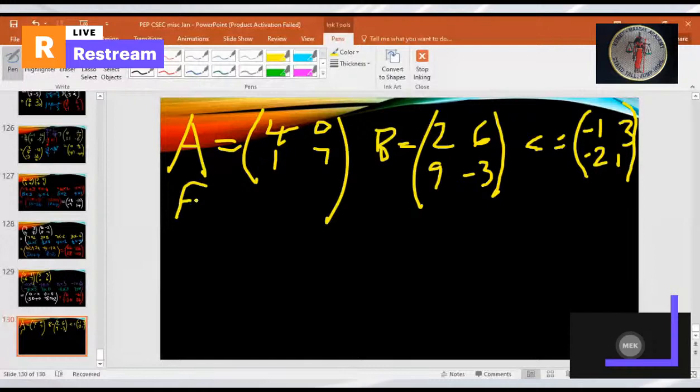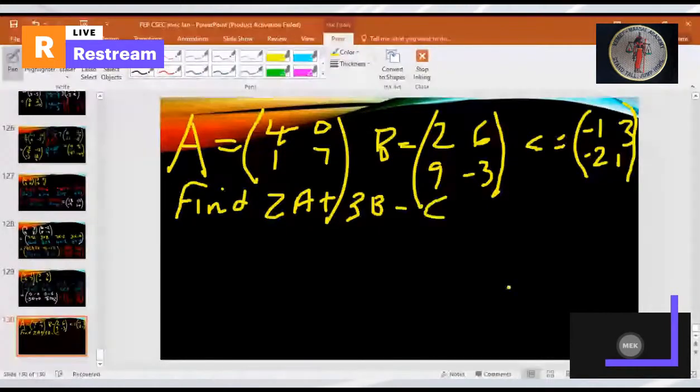What they might ask you to do is find 2A plus 3B minus C. That's how you're likely to see it. So you're going to have to use your scalar to multiply the 2 times A and the 3 times B, and then you're going to add and subtract the matrices. So let's see what we would get for that.